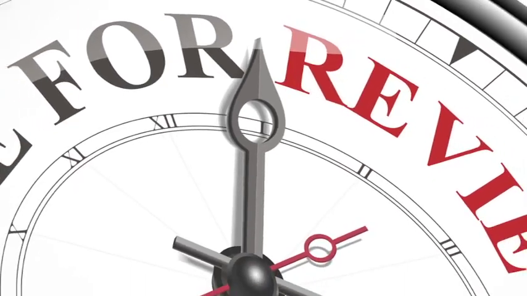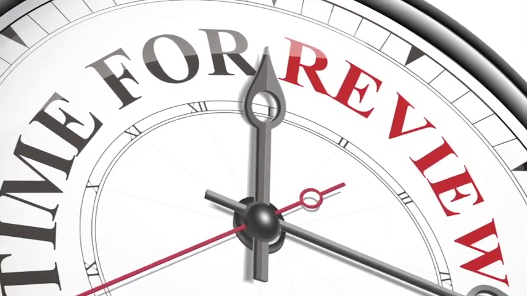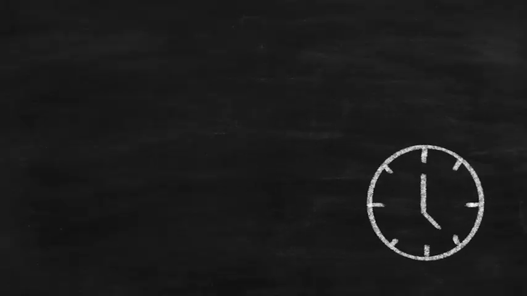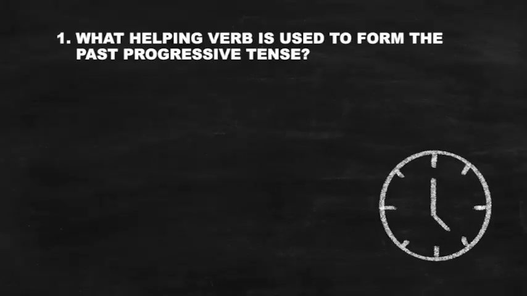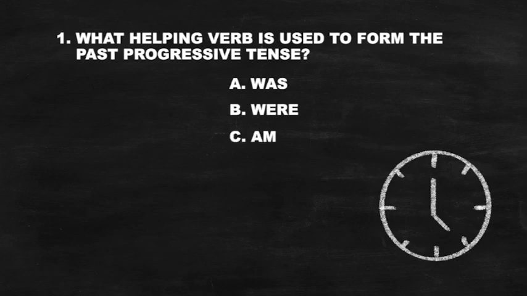Let's review what we have learned so far about the past progressive tense. Question 1. What helping verb is used to form the past progressive tense? A. Was. B. Were. C. Am. D. A and B. The correct answer is D. Was and were are the helping verbs used in the past progressive tense.